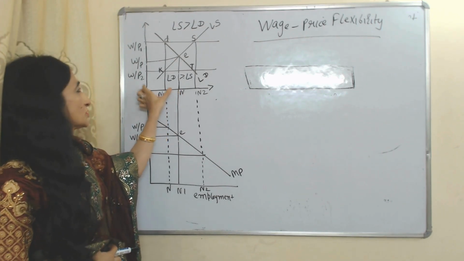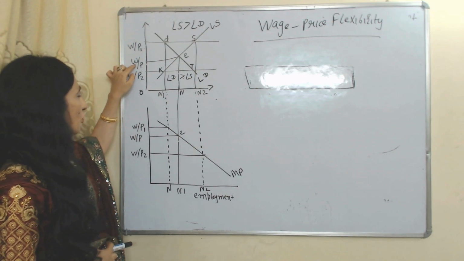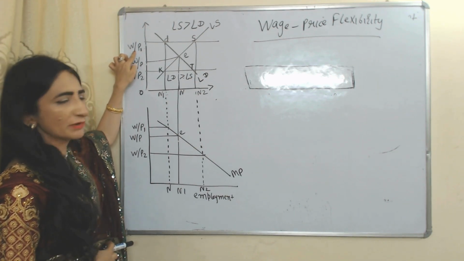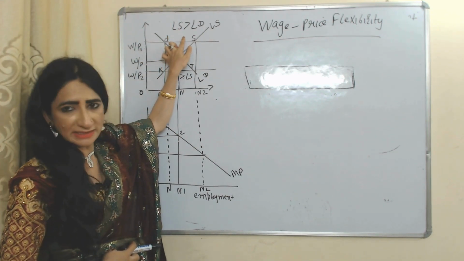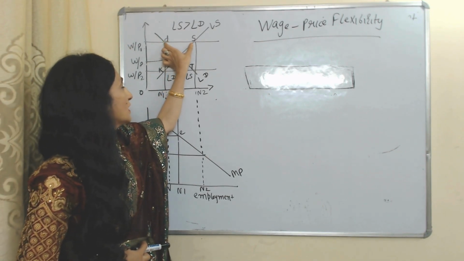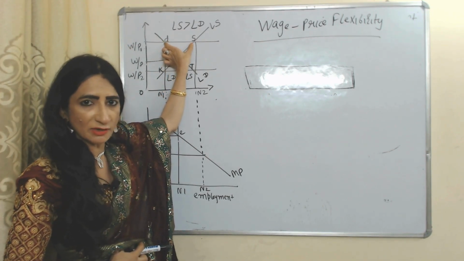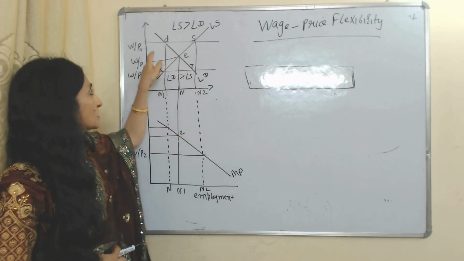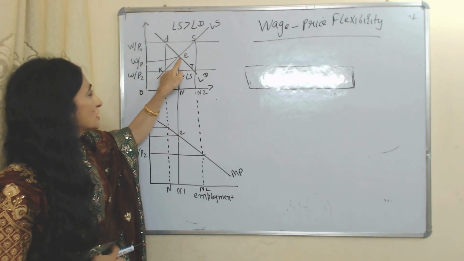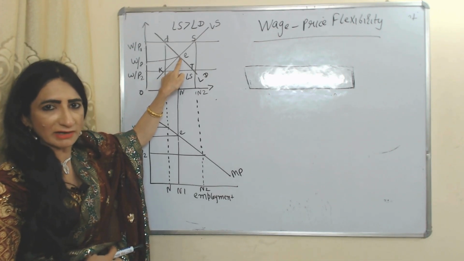Now suppose our wages increase from W over P to W over P1. At higher wages, labor supply will exceed labor demand. Now we have DS, excess supply of labor, and excess supply of labor will lead to a reduction in the wage rate. Eventually we will achieve the full employment level again.